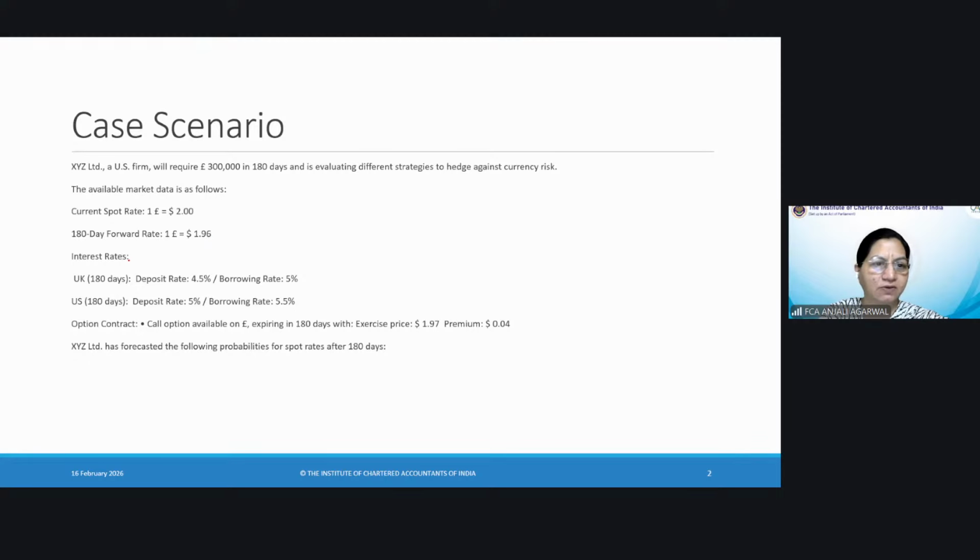The interest rates are also mentioned. In the UK, for 180 days, the deposit rate is 4.5% and the borrowing rate is 5%. In the US, the deposit rate is 5% and the borrowing rate is 5.5%. What is the option contract? A call option is available on pounds, which expires in 180 days. The exercise price is $1.97 and the premium is $0.04.